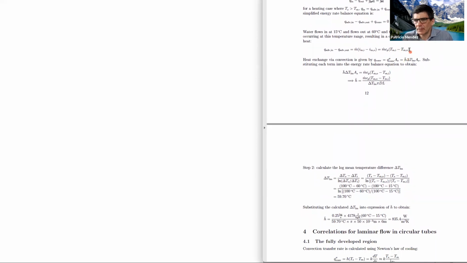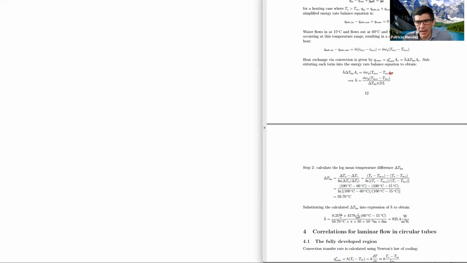This amount of heat that the water absorbed came from the steam, and it comes from the surface of the tube, from the inner surface of the tube into the fluid by convection. And how do I calculate the convection into the tube? It is h, the convection coefficient for internal convection, times delta T log mean, which we just discussed, times the area of the pipe. And we have this balance here.